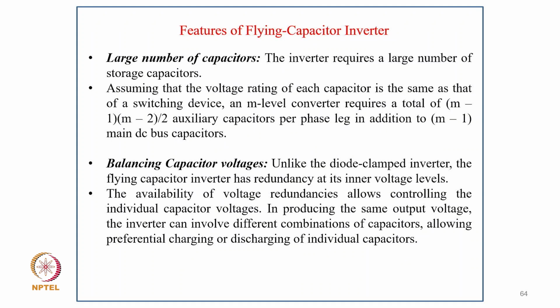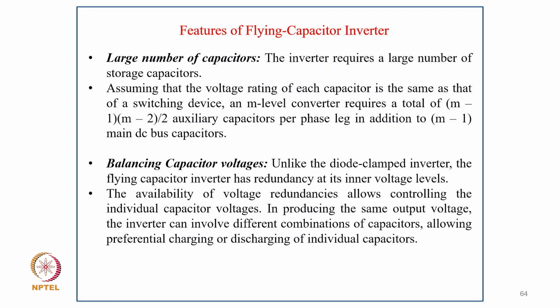So coming to the features of the flying capacitor inverter: a large number of capacitors. The inverter requires a large number of storage capacitors. Assuming that the voltage rating of each capacitor is the same as that of a switching device, an M-level inverter converter requires a total of (M-1)(M-2)/2 auxiliary capacitors per phase, in addition to the M-1 DC bus capacitors.